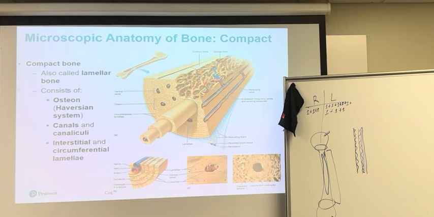Who remembers the interstitial and the circumferential lamella? Interstitial lamella. These also have lamella right here. The lamella which are part of the osteon, we call concentric lamella. The lamella which are not part of the osteon, we call interstitial lamella. And the lamella which are close to the periosteum right here are called the circumferential lamella.